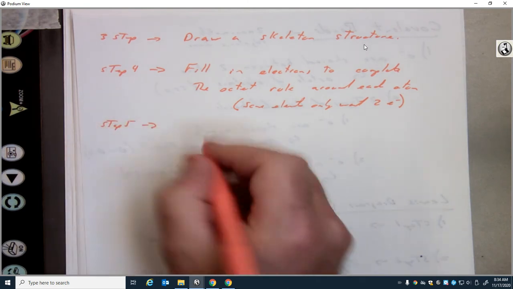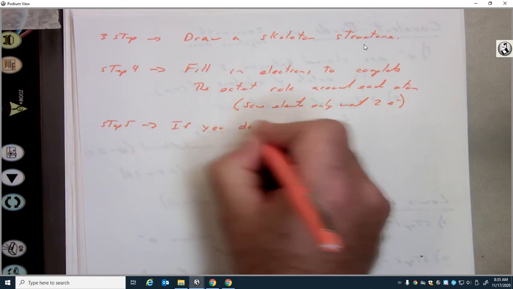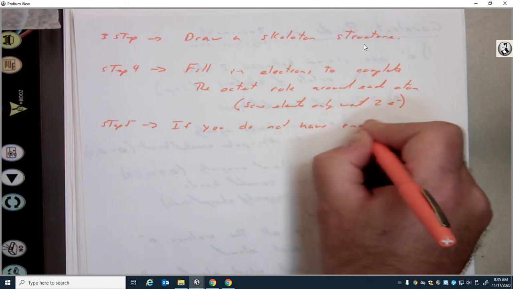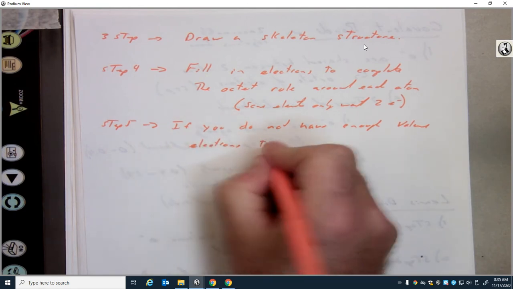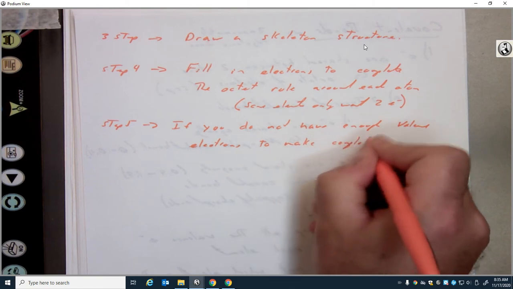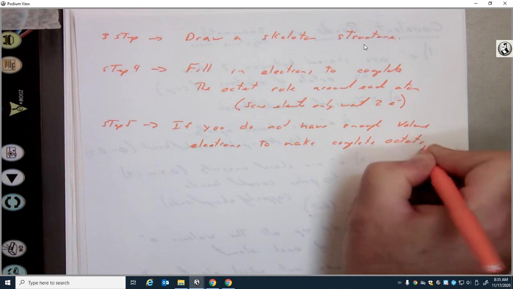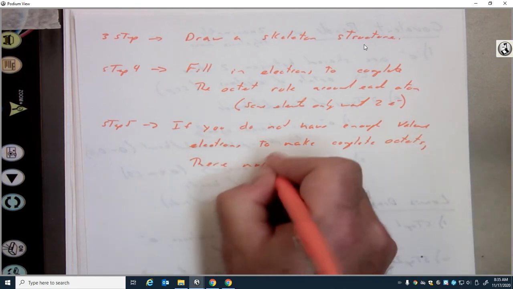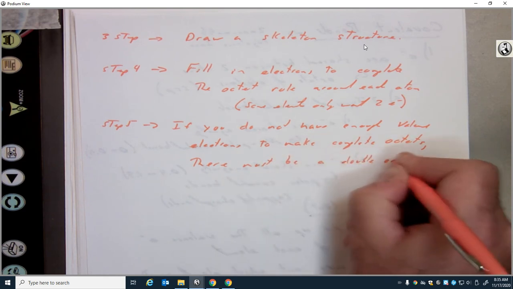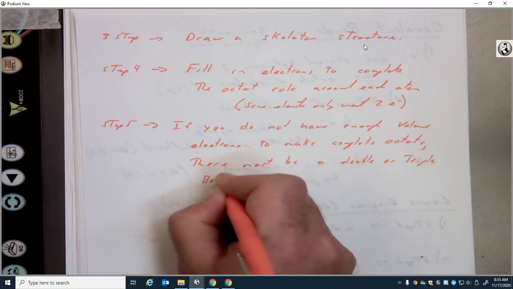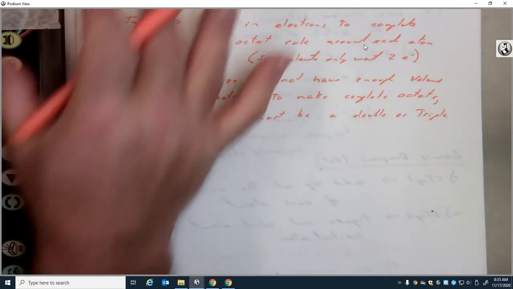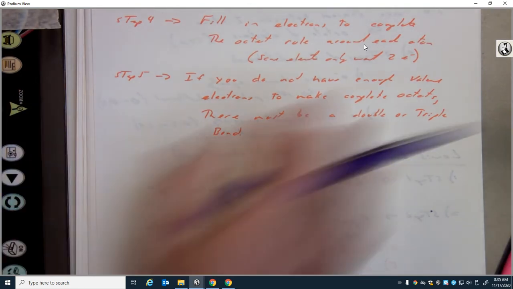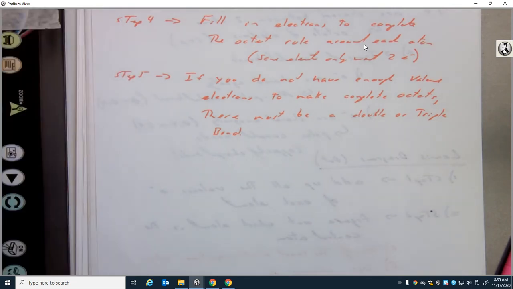Step 5: if you do not have enough valence electrons to make complete octets, there must be a double or triple bond. I'm not sure how you were taught to draw these Lewis dot diagrams, and I taught my honors kids a little bit different than this, but it's kind of similar. So let's just go ahead and do it a bunch of times.